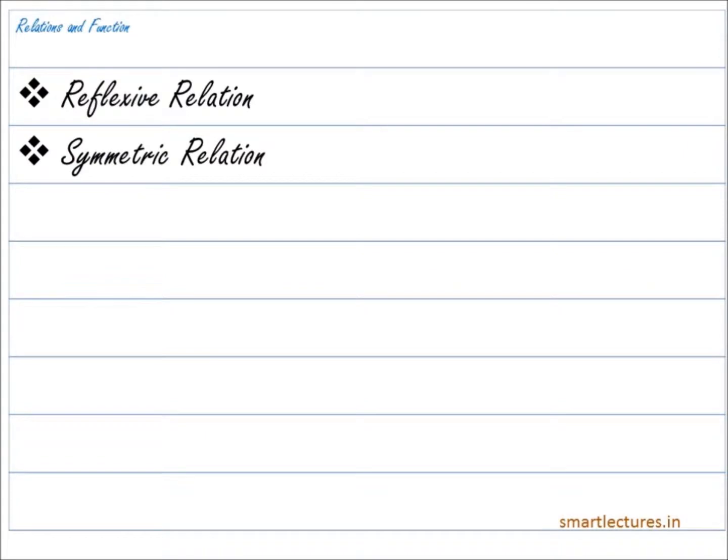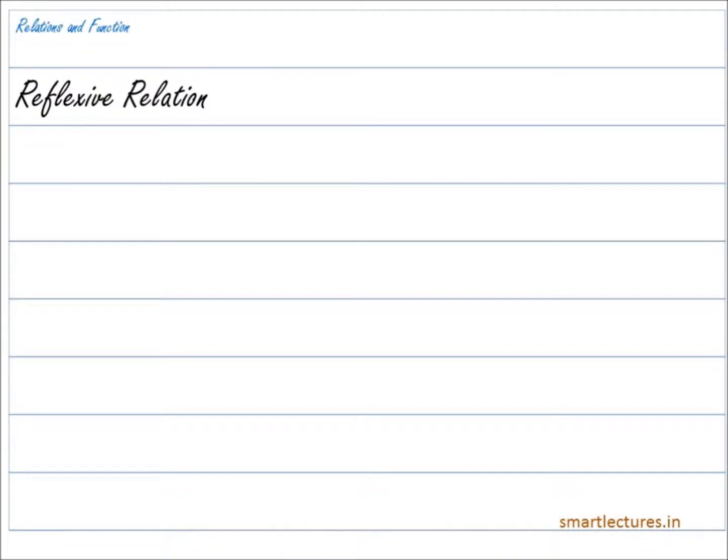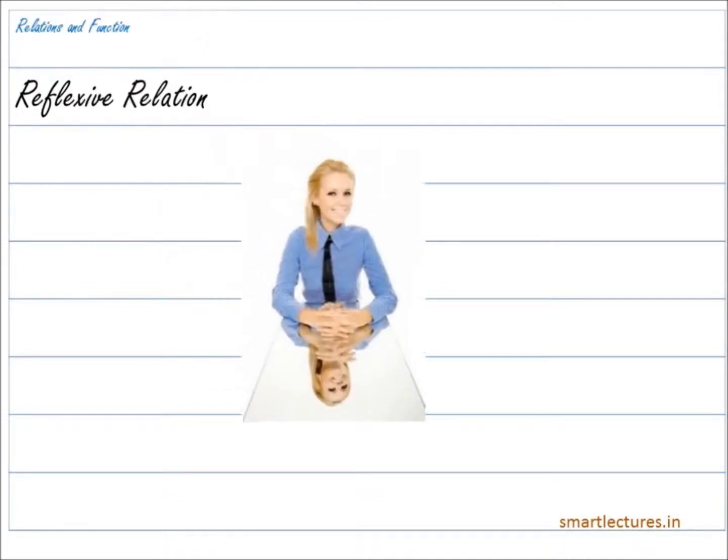So in this episode, you will learn about reflexive relations, symmetric relation, and transitive relation. Now, what's a reflexive relation? The word reflexive is derived from the English word reflection, which means the image of itself. So, if an object has got some relation with itself, we say it is a reflexive relation.